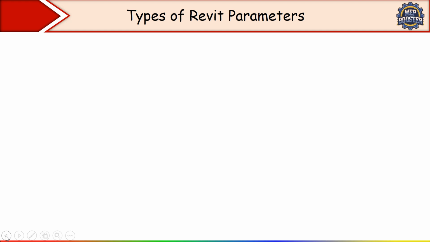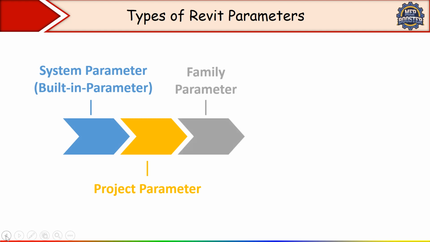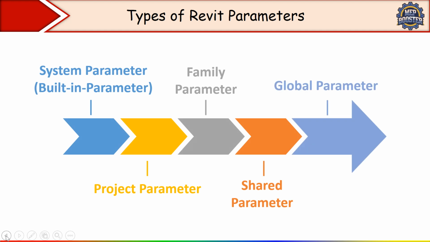So in this lecture, we are going to discuss the types of Revit parameters. There are 5 types of Revit parameters. The first one is the system parameters, which is also called a built-in parameter. Second, project parameters. Third, family parameters. Fourth, shared parameters. And the fifth is global parameters. So now let us discuss each type in detail.